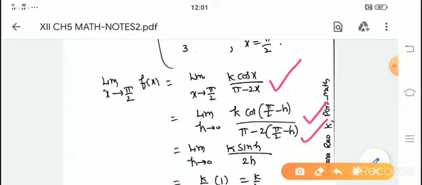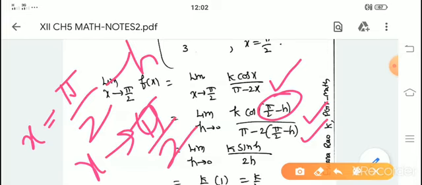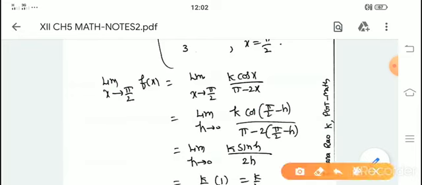What happened here? h tends to 0 means that instead of x, I am taking pi by 2 minus h. As x tends to pi by 2, the h value will be 0. That is the reason h tends to 0 was taken here.